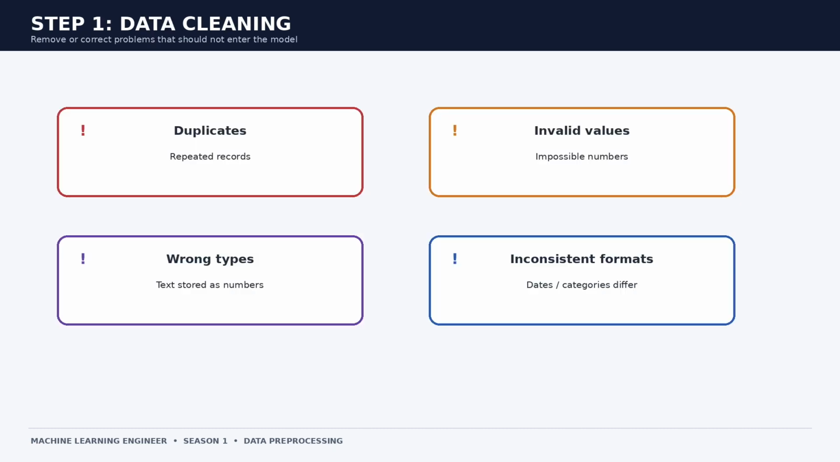Let's start with basic data cleaning. Cleaning means identifying records that are incorrect, inconsistent, or unusable. For example, an age of -5 doesn't make sense. A date stored in 5 different formats can create problems. And duplicate records can cause the model to see the same observation multiple times.